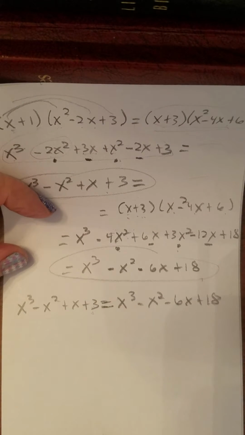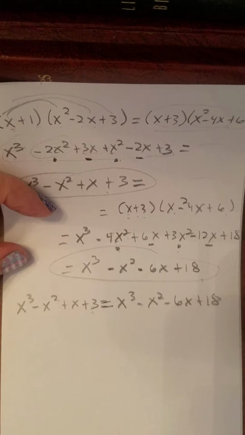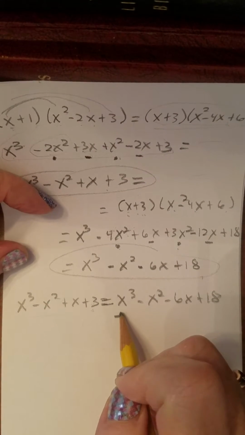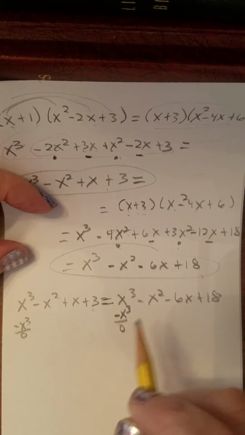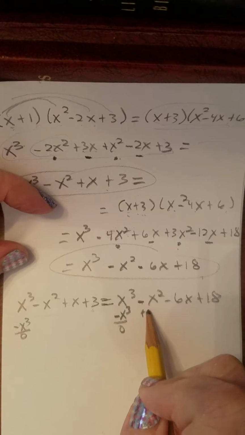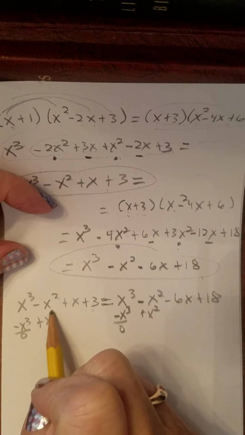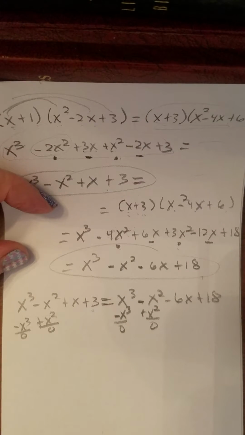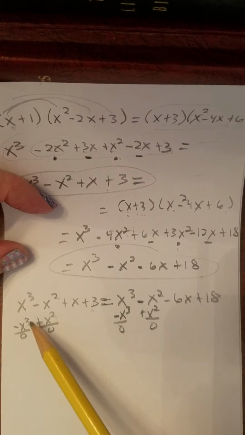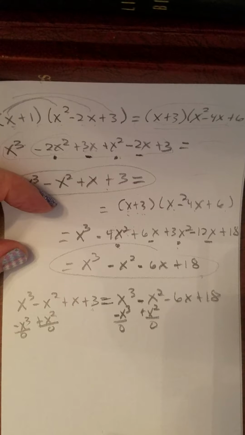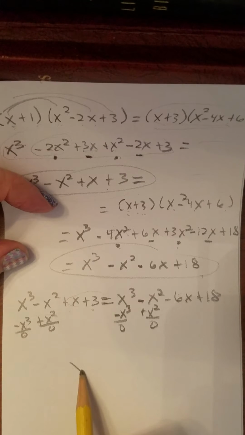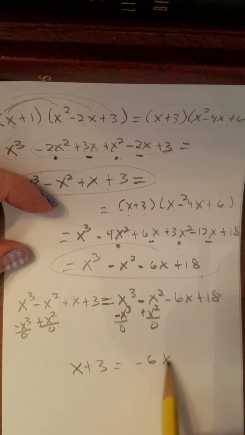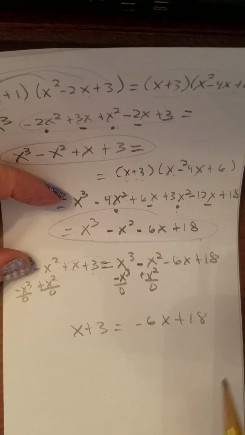Now what we have to do is start isolating the variables, getting all the variables to one side. So if I subtract x cubed here, I have to subtract x cubed here, and that gives me 0. And this is a negative x squared. If I add x squared here, I have to add x squared here. Well, that happens to turn out to be 0 too. Like I said, they particularly chose these problems so that your x cubed and your x squared would cancel out and reduce to a linear equation. So I'm going to go ahead and bring what I have left over here. I have x plus 3 equals minus 6x plus 18. Here's my linear equation.